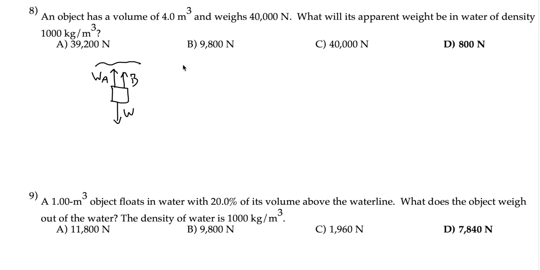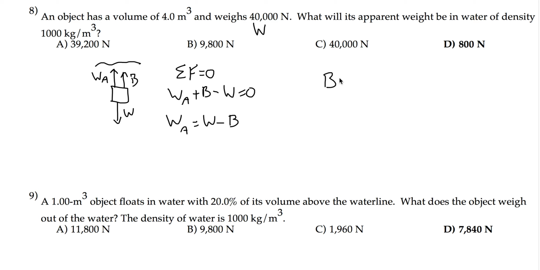So this is an equilibrium. The forces equal 0. The apparent weight plus the buoyant force minus the regular weight equals 0. So that means that the apparent weight is equal to the regular weight minus the buoyant force. So we are given the regular weight right here, 40,000. So what we need is the buoyant force.